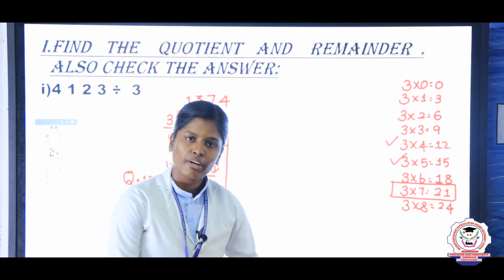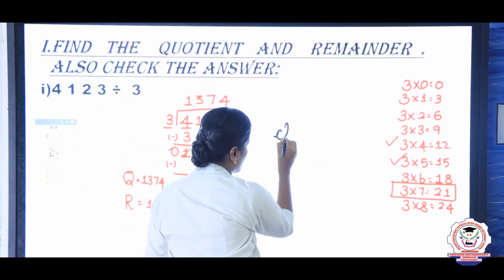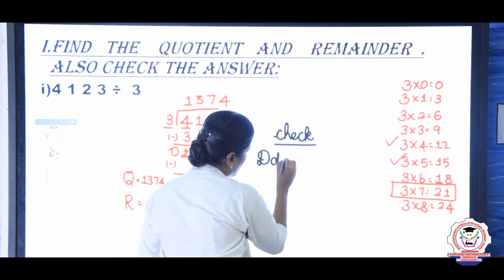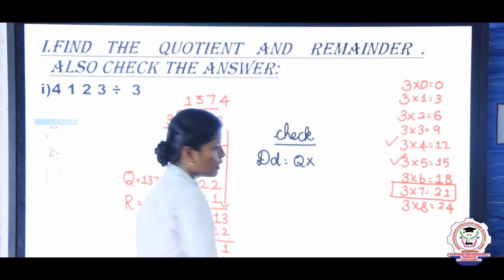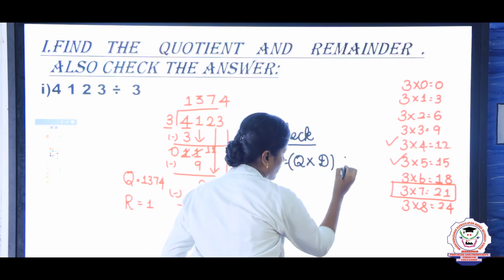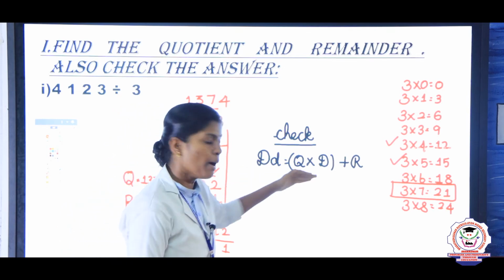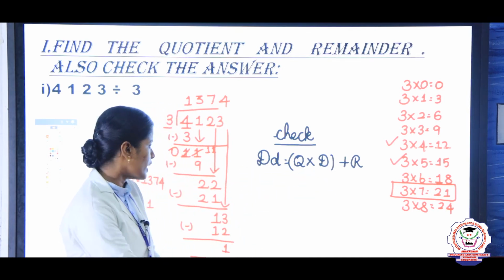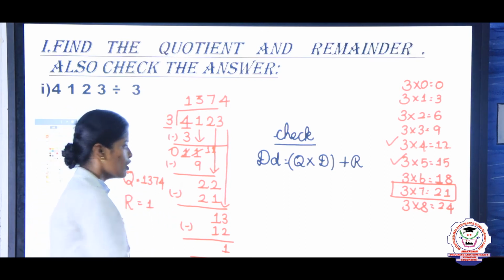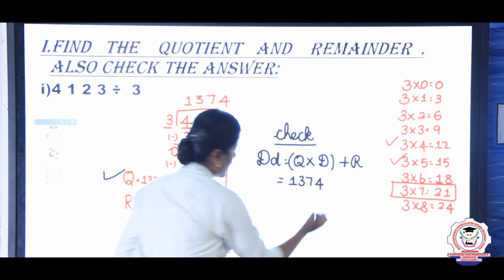Tell me Deepak, what is the formula for checking division? The formula is dividend equal to quotient into, what is that? Divisor plus remainder. Okay, dividend equal to quotient into divisor plus remainder. Here the quotient value is 1374. So write 1374. Next the divisor value.